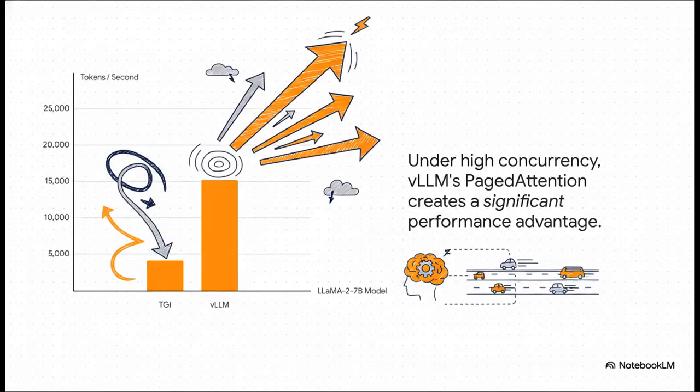And you don't have to take my word for it, just look at the numbers. This chart says it all. For a Llama 2 model with lots of users hitting it at once, TGI maxes out around 4,000 tokens per second. Not bad, but VLLM with its paged attention just screams past 15,000. It's playing a totally different game when it comes to raw throughput.